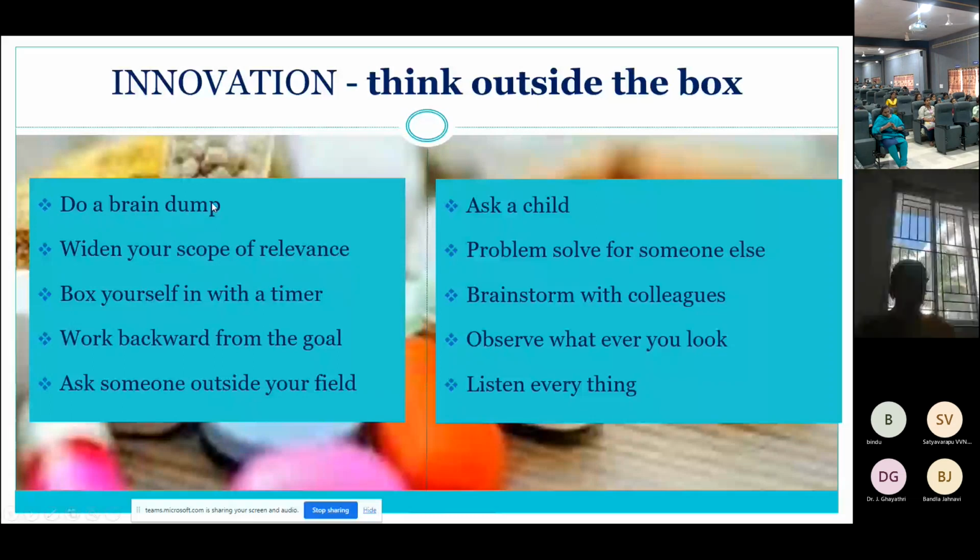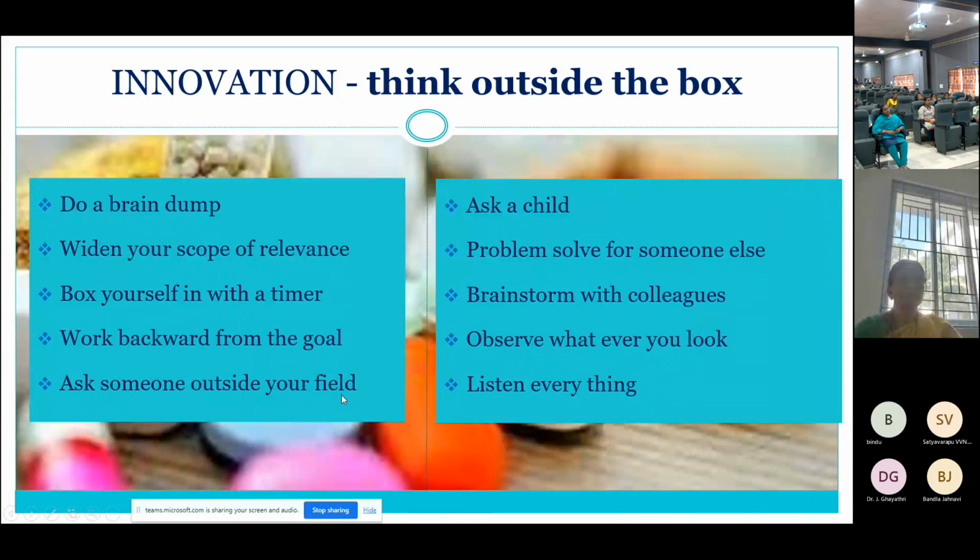Do a brain dump to think outside the box. What we have to do? Do a brain dump. Widen your scope of relevance. Box yourself in with a timer, then work backward from the goal. This is a very important one. This we can say as goal oriented one. Then ask someone outside your field.